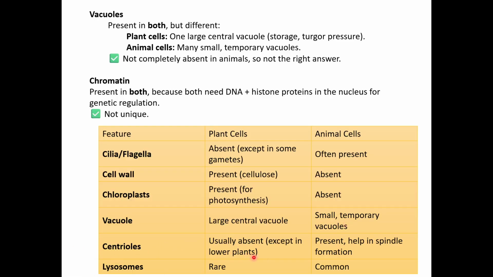Then centrioles are usually absent in higher plants and present in animal cells during spindle formation. Lysosomes are rarely present in plant cells but are definitely present in animal cells because they are used in many clearance processes and autophagy, etc.